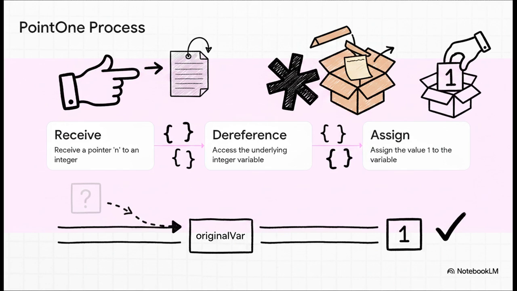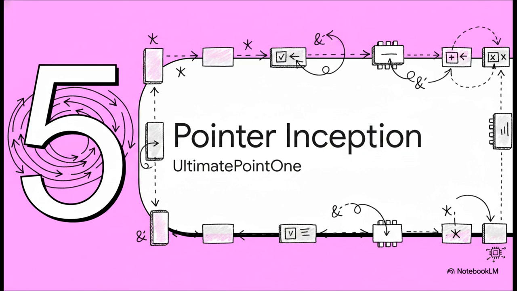Step 1, the function receives the pointer n. Step 2, it uses the asterisk to dereference n, meaning it just follows the sticky note's directions. And step 3, it opens the box and assigns the value 1. Boom. The original variable passed by the caller is now changed, all without the function ever needing to hold the physical box itself. Direct, efficient, and clean. Which brings us to section 5, pointer inception.